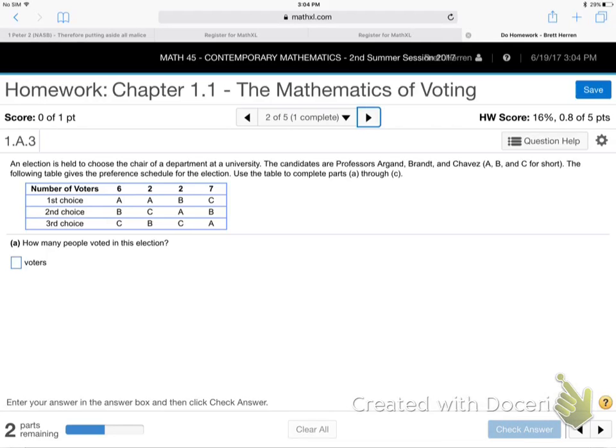Can you all read that okay? I could have made it bigger. Well, the table's big enough, huh? An election is held to choose the chair of a department at a university. The candidates are Professors A, B, C. The following table gives the preference schedules. Use the table to complete A through C.